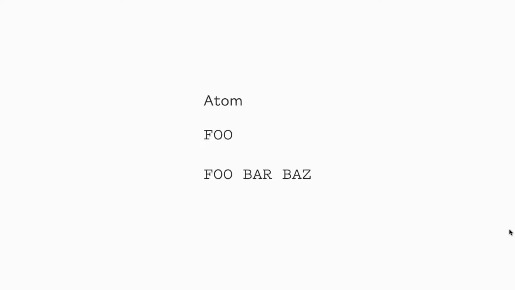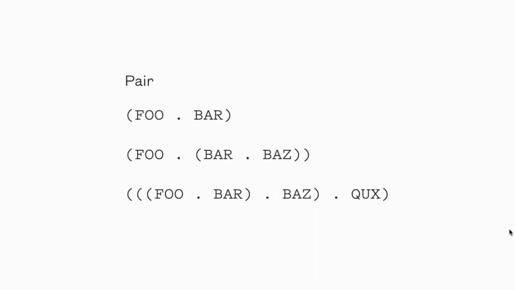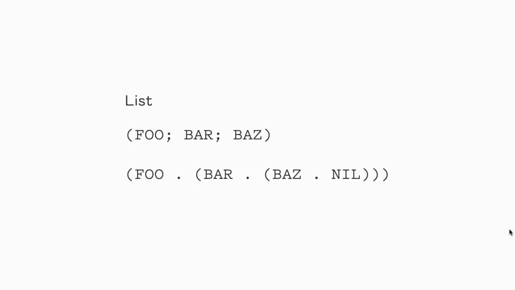An S expression is either an atom or a pair of S expressions. An atom is a sequence of characters, including spaces. A pair is two S expressions, enclosed by parens and separated by a dot. All Lisp programs can be written with this notation, but McCarthy used a third notation for convenience. A list is many S expressions separated by semicolons. List is sugar to nested pairs terminated by the atom nil. Everything in Lisp is written either as an atom or a list.